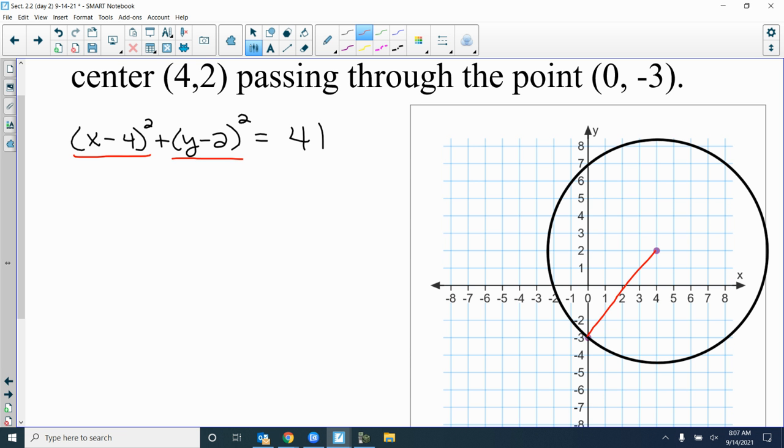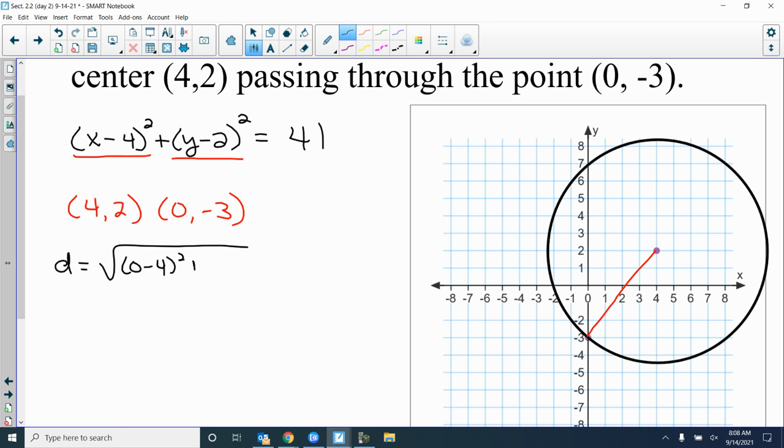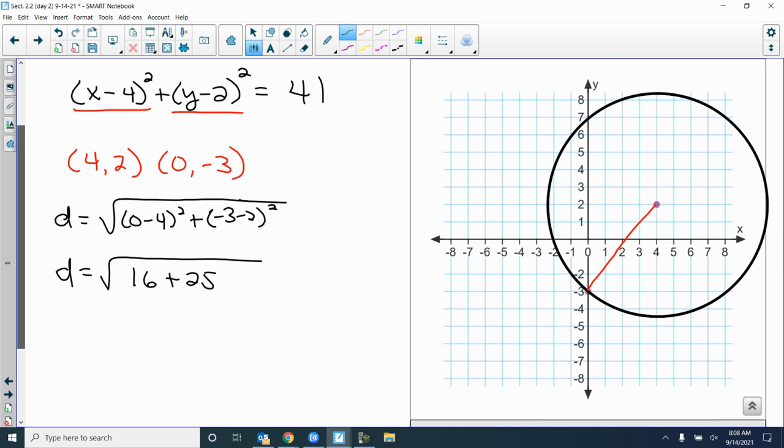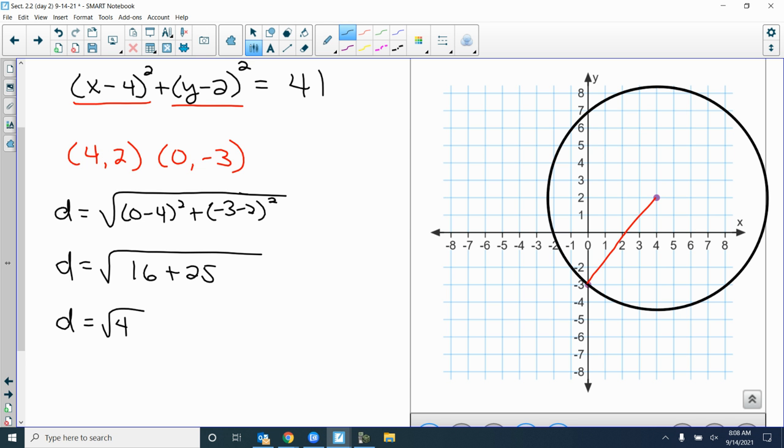One way you can find this is to find the distance between (4, 2) and (0, -3), just using the distance formula. So distance equals the square root of (0 - 4)^2 + (-3 - 2)^2. That gives me (-4)^2 is 16, (-5)^2 is 25, and I get distance equals the square root of 41, which would be your radius. So my radius equals the square root of 41.